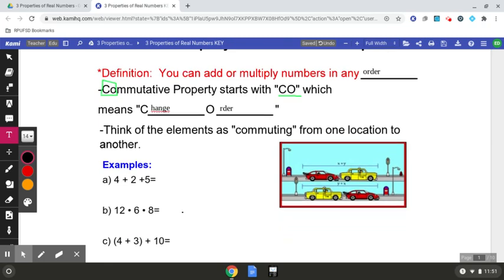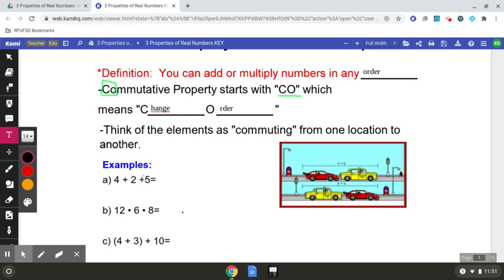Another way to think about this is commuting from one location to another. Think about yourselves when you leave your home and you commute to school. When school is over, you then go from school back to home, right? It's still the same commute in terms of going from one place to the other, right? But you're reversing it. It's still the same, but you're just changing it.